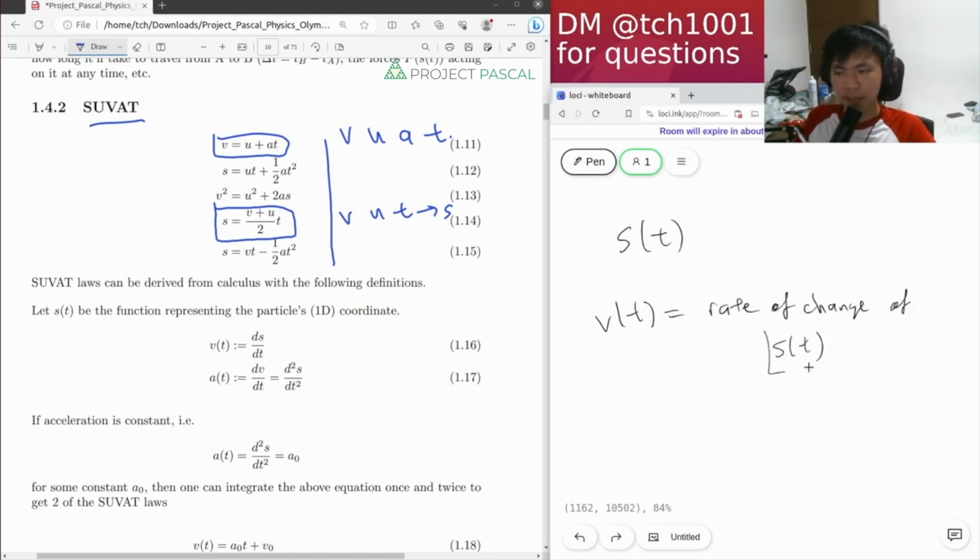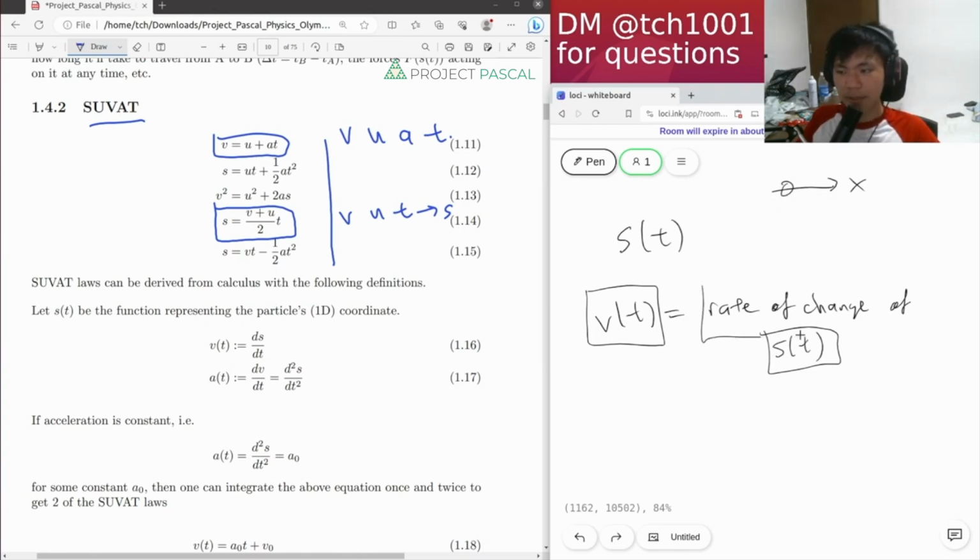Now, do note that just like displacement is sensitive to the direction and the sign, velocity is also sensitive to direction. So for example, if we set rightward to be the direction of increasing x coordinate, then if the particle is moving to the right, the velocity is positive. And if the particle is moving to the left, then the velocity is negative.